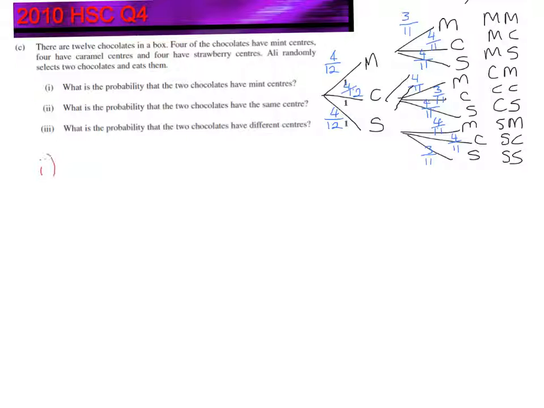What is the probability that the 2 chocolates have mint centres? So that's going to be this one, mint, mint. So going along the branches, we're going to multiply 4/12 by 3/11. Didn't mean to cross that out. 4/12 times 3/11. And putting that into your calculator, you get 1/11. That is the probability of choosing 2 chocolates that have mint centres.